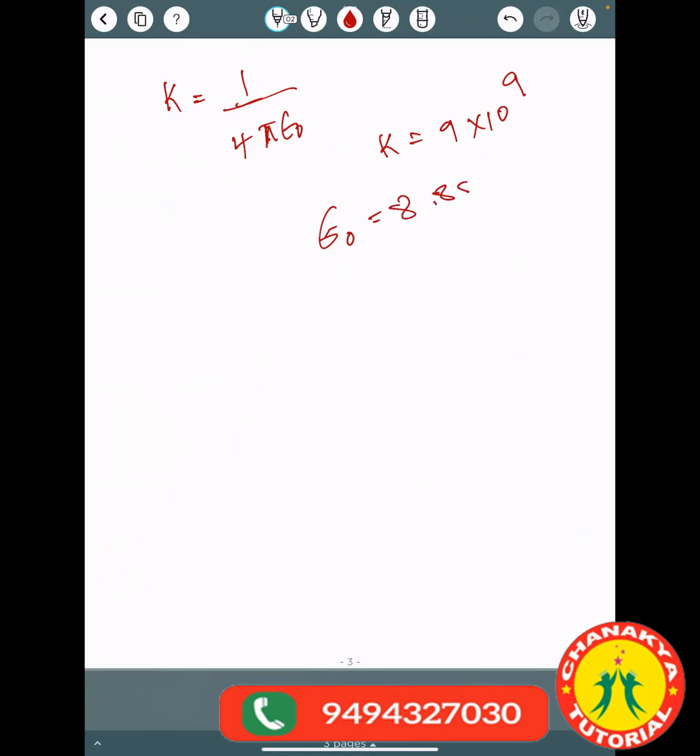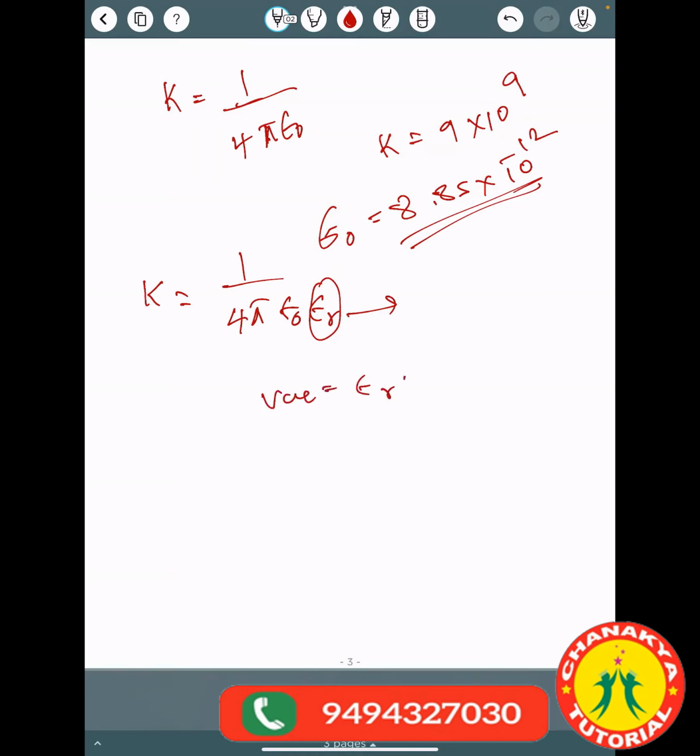8.82852 into 10 power minus 12. Okay, this is the value of epsilon naught. Again, this is for vacuum. For any medium this can be written as 4 pi epsilon naught into epsilon naught r, where epsilon naught r is the relative permeability of the medium. So for vacuum epsilon naught r is equal to 1, and for water epsilon naught r is 81. Okay, so you remember these two things.